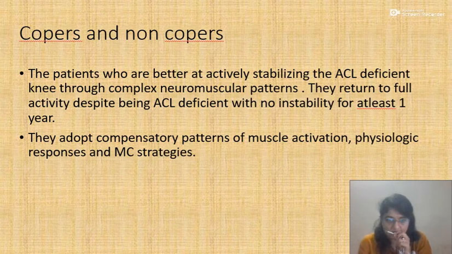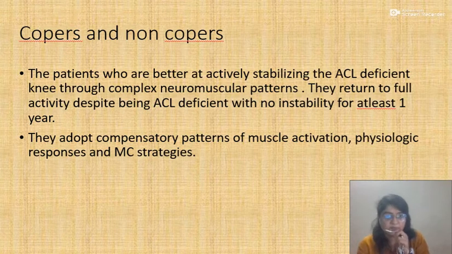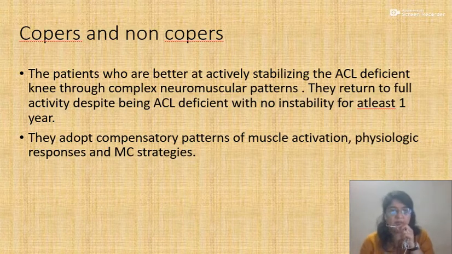So what are Coopers and non-Coopers? The patients who are better at actively stabilizing the ACL deficient knee through complex neuromuscular patterns are called Coopers, and they return to full activity despite being ACL deficient with no instability for at least 1 year. So the Coopers are the ones who have an ACL tear, but by compensating mechanisms such as muscle activation or physiologic responses or musculoskeletal strategies, they cope and get back to their activity with no instability, at least till 1 year. So they somehow adapt.